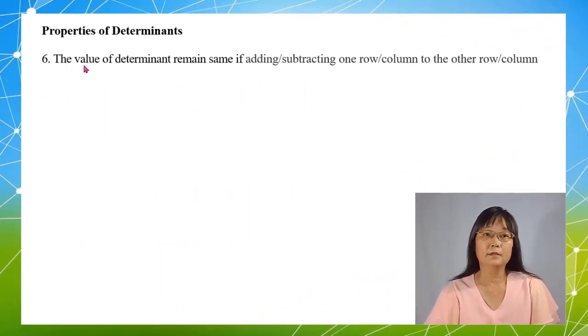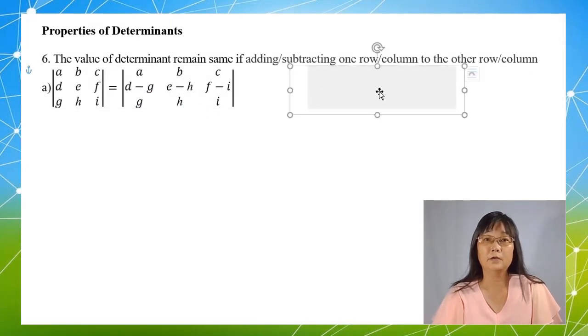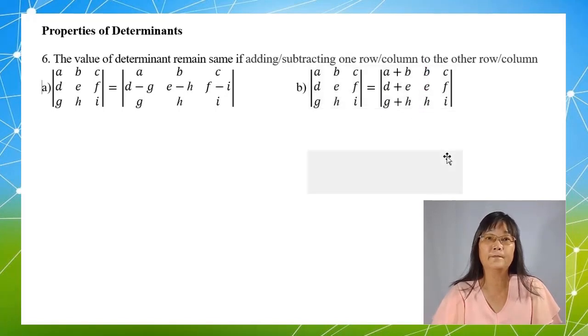Property number 6. The value of the determinant remains the same if we add or subtract one row or column to or from the other row or column. Now let's look at this example. Here I change the value of row 2 by subtracting the value of row 3, and I can also change the value of column 1 by adding the value of column 2.